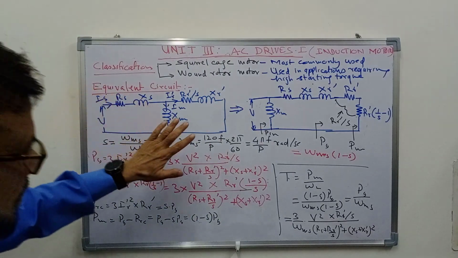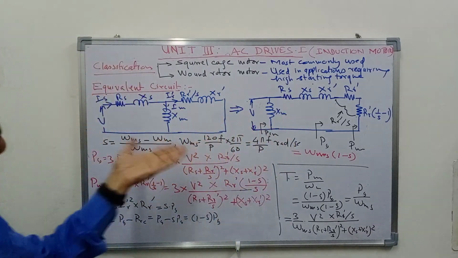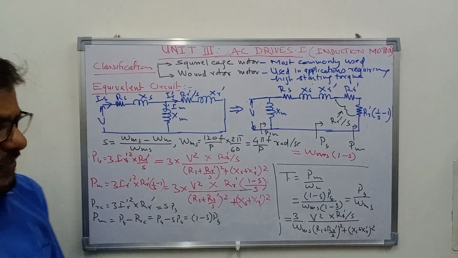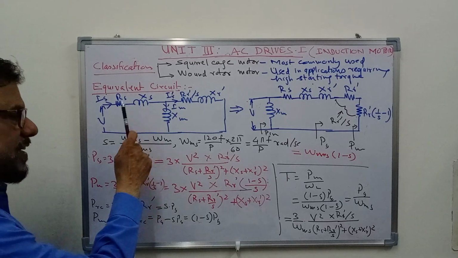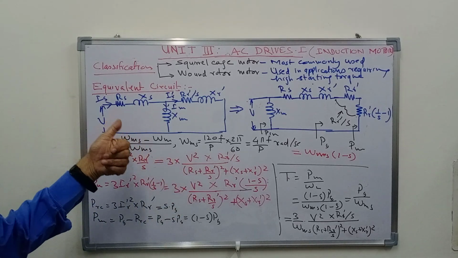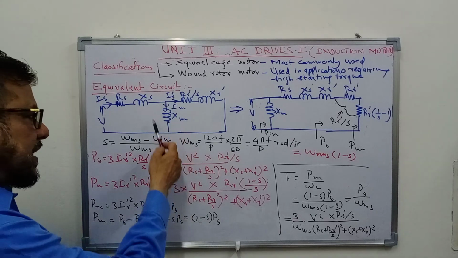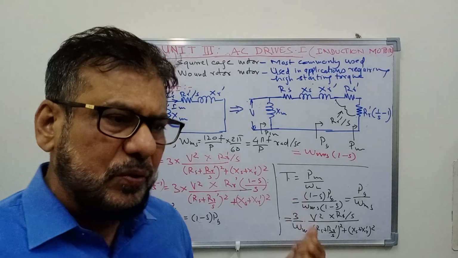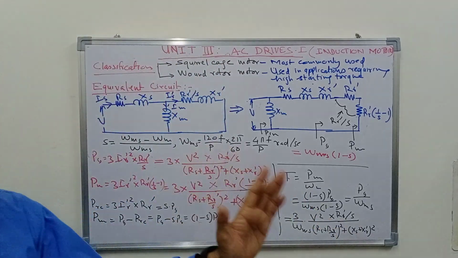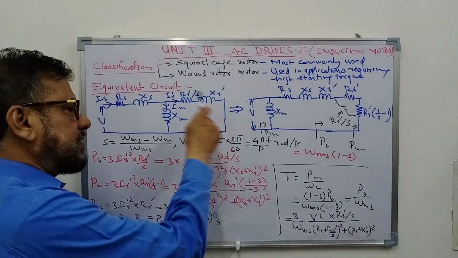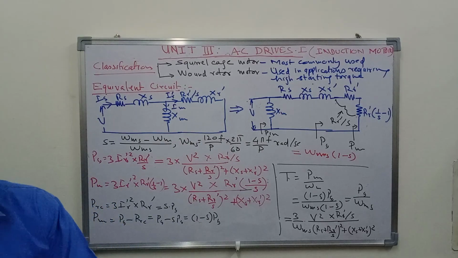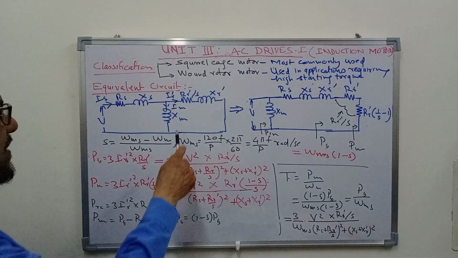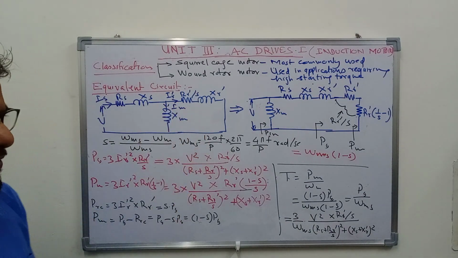Equivalent circuit of the induction motor is shown here. Here RS is the stator winding resistance per phase, XS is the leakage reactance of stator winding per phase, XM is the magnetizing reactance, RR dash is the rotor resistance referred to the stator side, XR dash is the rotor leakage reactance referred to the stator side, and here the term S stands for slip.